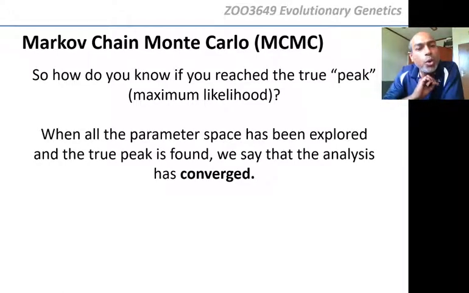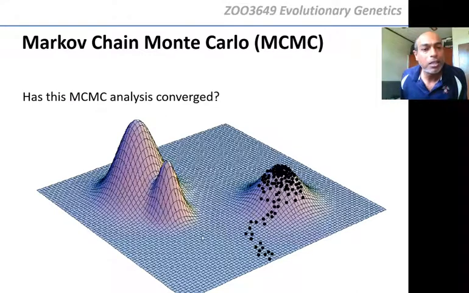So the question is, when you are doing a Markov chain analysis or Markov chain sampling, how do you know if the Markov chain has reached the true peak, the true maximum likelihood, the global maximum? Well, when all the parameter space has been explored and the true peak is found, we say that the Markov chain has converged to stationarity. In other words, it's converged to the true maximum likelihood, the global maximum likelihood.